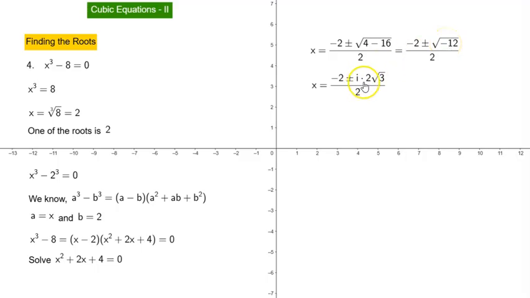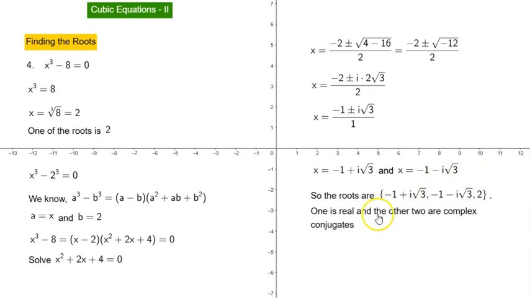So i times, so which means square root of 12 is 4 times 3. So 2 can come out. So 2 root 3 divided by 2. Now 2 can be factored out from the numerator and it gets cancelled with the denominator. So we have minus 1 plus or minus i root 3 by 1 and we separate out the 2 roots. x is equal to minus 1 plus i root 3 and x equal to minus 1 minus i root 3.